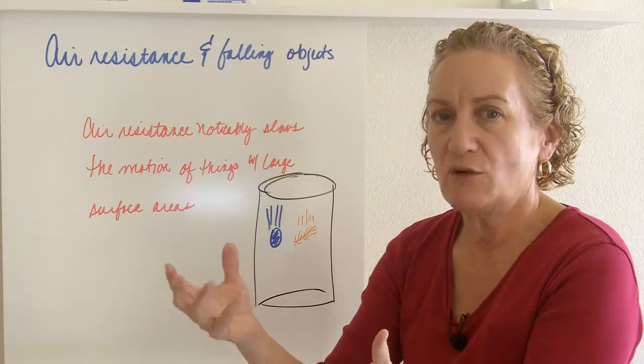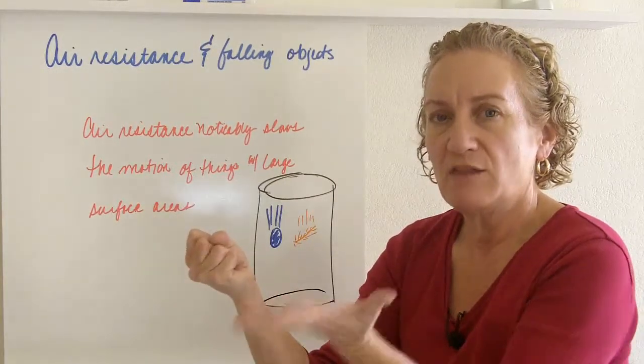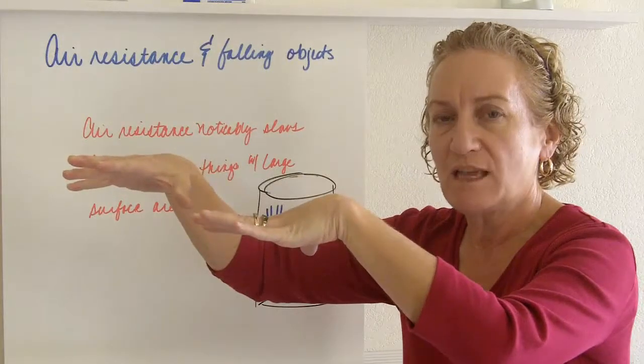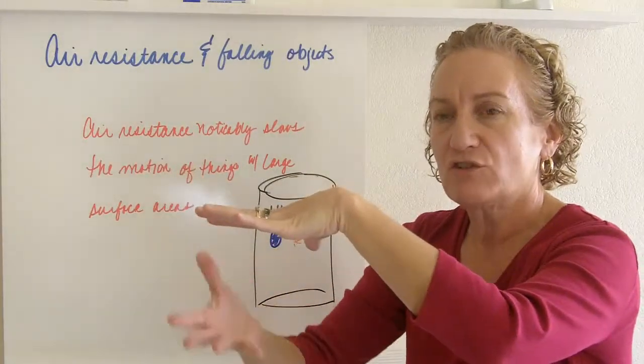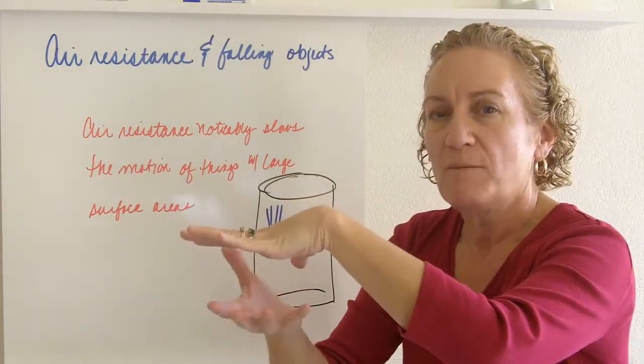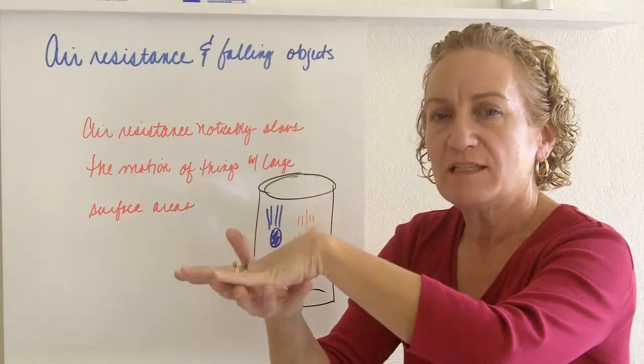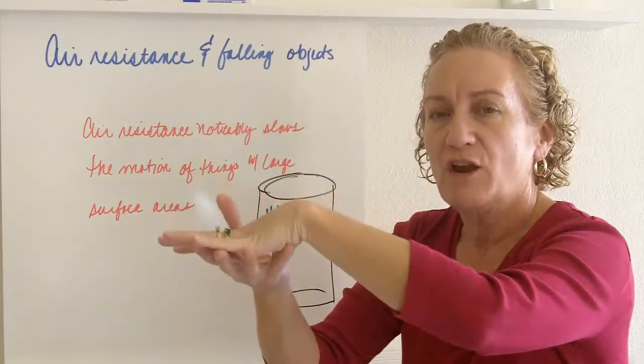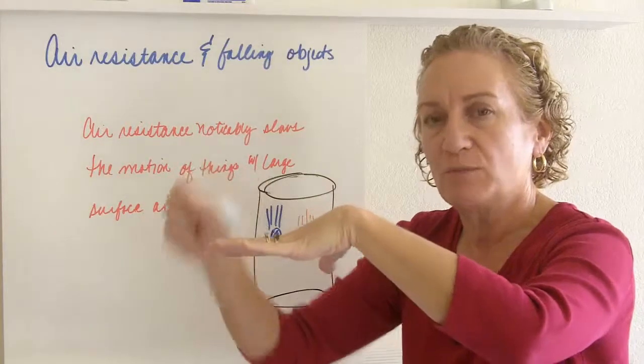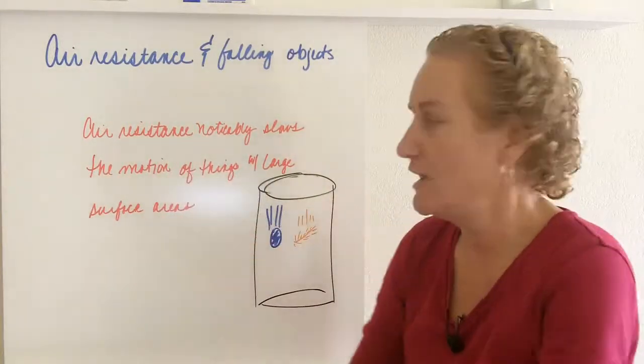If you took two pieces of notebook paper and crumpled one up and left the other flat, and you dropped them both at the same time, the flat one has a larger surface area, so there's a lot more friction, if you will, a lot more places for air to push back up on it. The one you crumple together is going to fall much more easily than the other one.